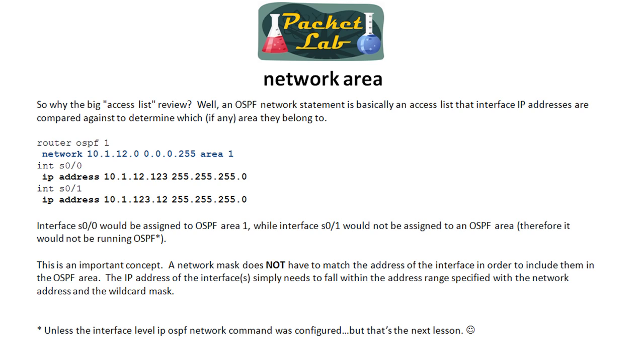So you're probably like, wow, thanks for the access list review. That's great. That's not the command that we're learning today. Basically, the network area command is going to be an access list. What it's going to do is say, I have a range of IP addresses that I'm going to evaluate against each of my locally assigned interfaces. And if they match that IP address range, I'm going to assign them to this OSPF area.